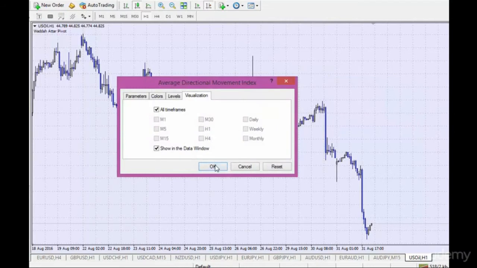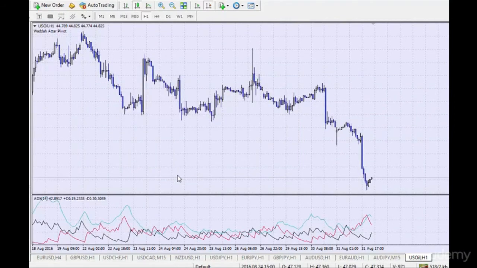This is a very good indicator to use because it gives you buy and sell signals, and it also tells you whether the market is consolidating or trending. If the market is consolidating, this line here, which is the ADX line, will be entangled with the other lines, just like this here. When the market is trending, the ADX line will be above all the other lines. That's how the ADX can tell you whether the market is trending or consolidating.